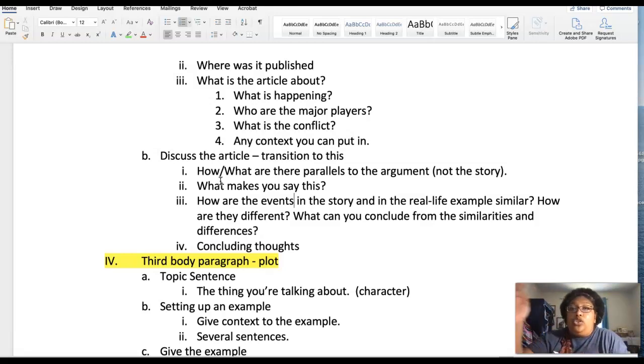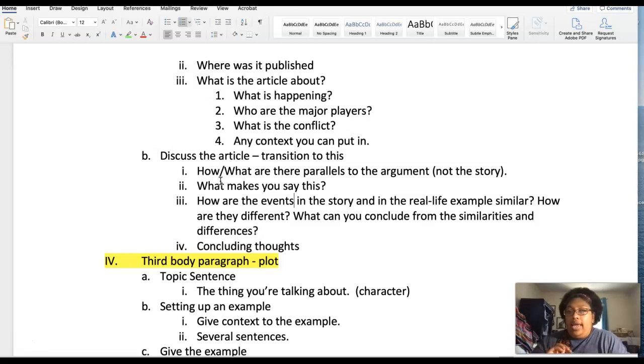They took it to an extreme. This particular organization or country or group or sports entity or business entity or educational entity has decided to go in the other direction and talk more about equity or whatever, right? So you're going to talk about the parallel. What makes you say this? And what are the events in the story and in real life that are similar or different?